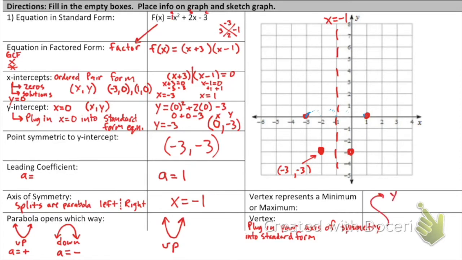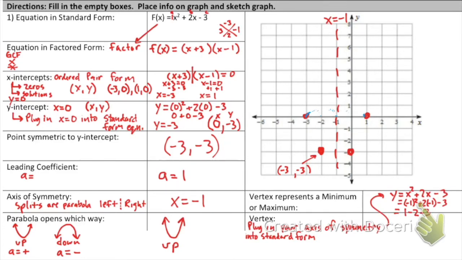So it's y equals, and I'm just going to write the standard form. Standard form is x squared plus 2x minus 3. And I'm going to plug in our axis of symmetry value, which is -1 for x. So this equals -1 squared plus 2 times -1 minus 3. Let's simplify this by doing order of operations. -1 to the second power equals +1. 2 times -1 is -2. And we have -3 coming down here.